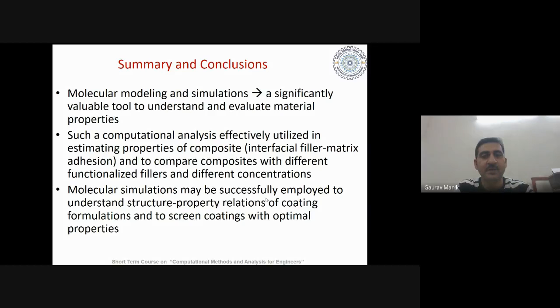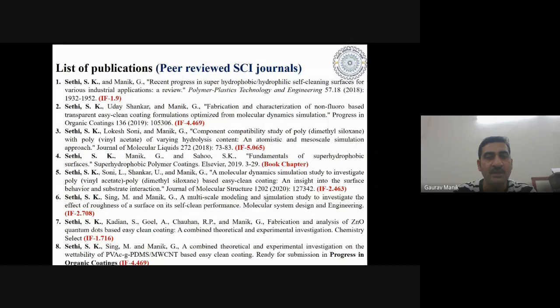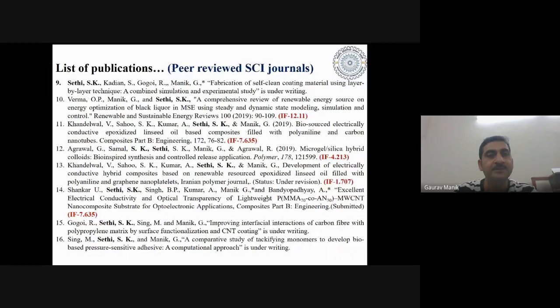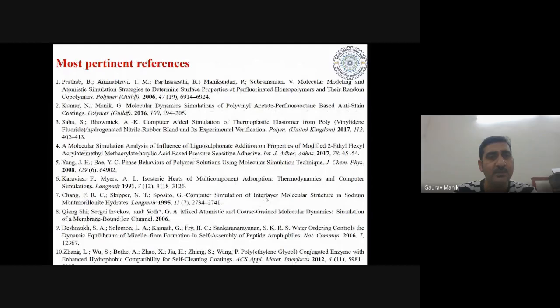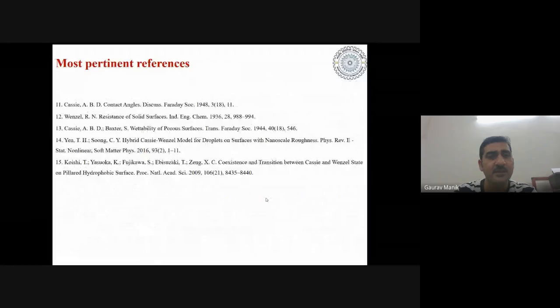So, in this presentation, I've tried to demonstrate the effectiveness of molecular simulations in estimating properties for composites and coatings. There are several other examples which you can also employ, such as in the area of adhesives, blend miscibility, compatibility, and so on, which I probably did not get a chance to touch upon in today's presentation. This is the list of publications in this relevant area, which my student has nicely been able to bring forward, and these are the most pertinent references to the work I've shown.